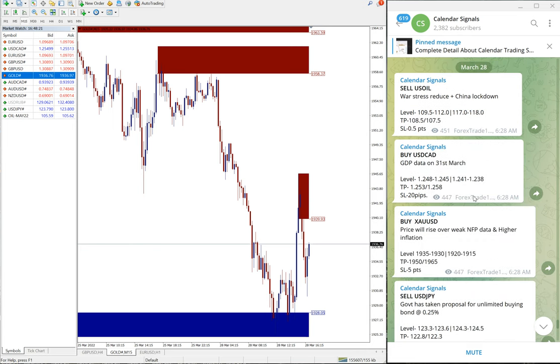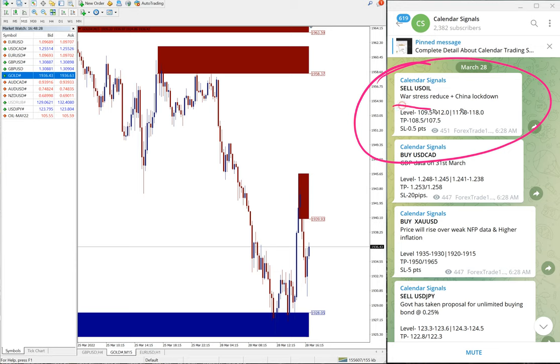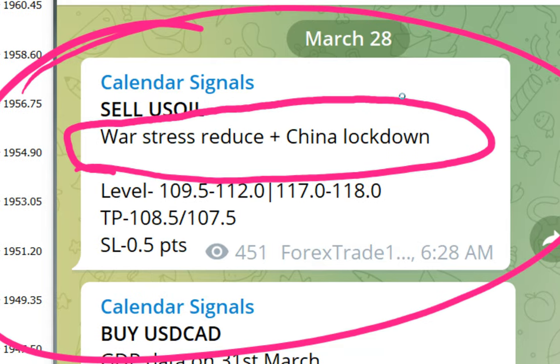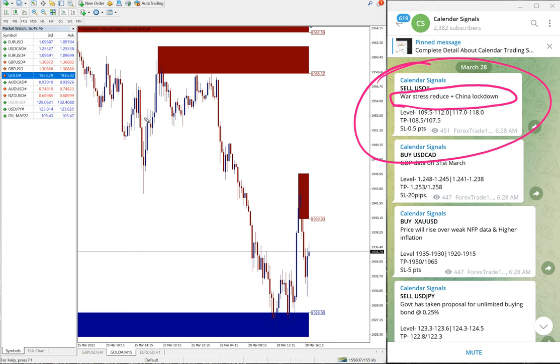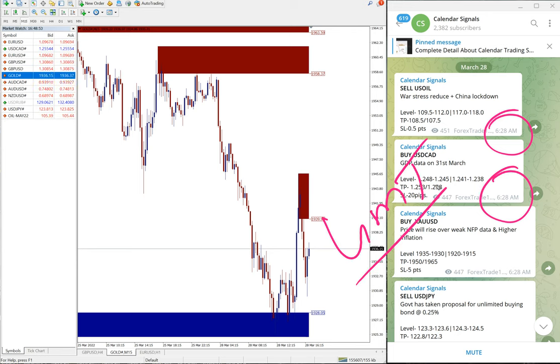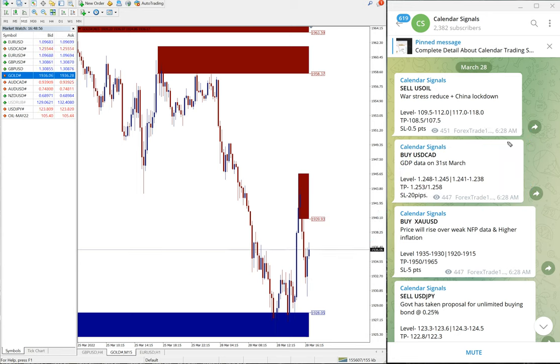And whenever we post the signal, we also mention the reason why we are giving this particular pair. For example, here sell US oil, we mentioned the reason: war stress reduced and China lockdown. Because of these two reasons, we predicted that demand for oil will be reduced, so the price will fall. That's why we gave sell US oil. And all these signals were posted as per the GMT time on our calendar signal channel.